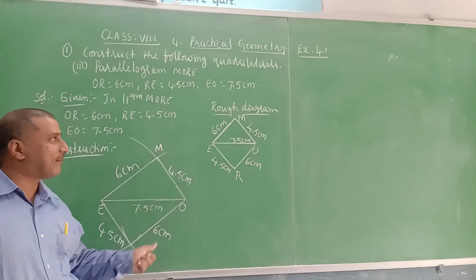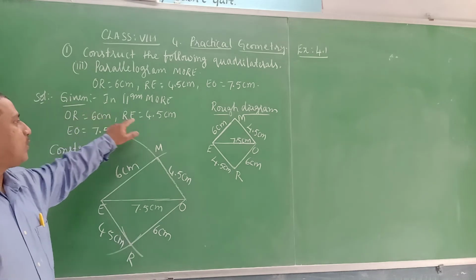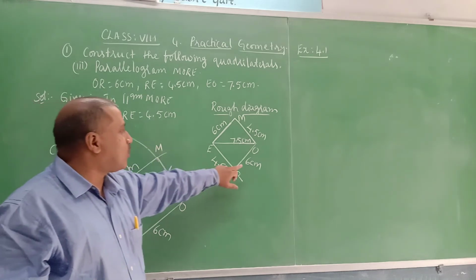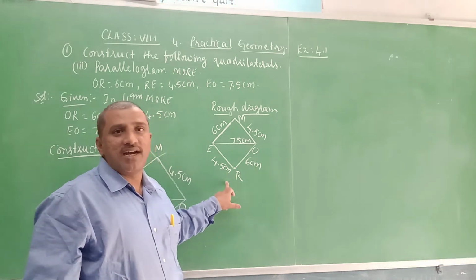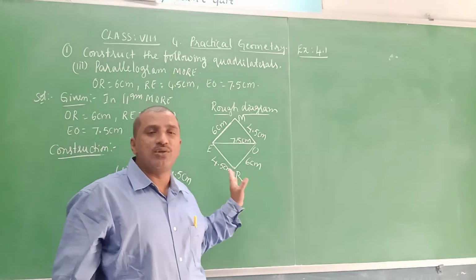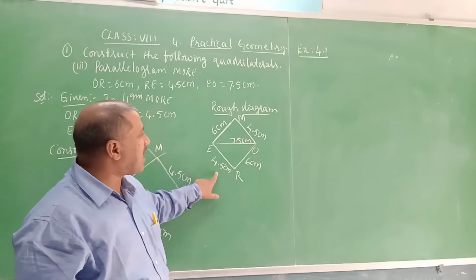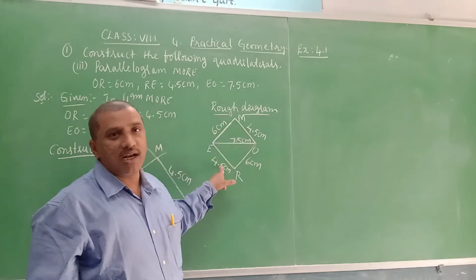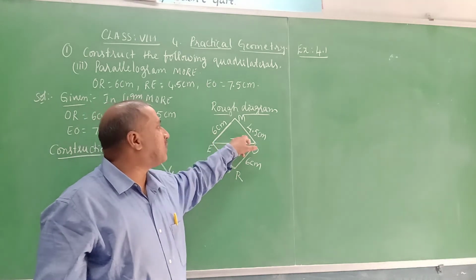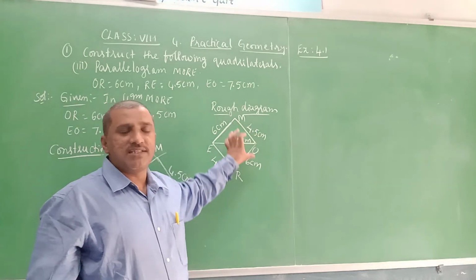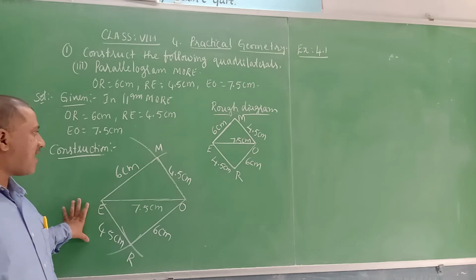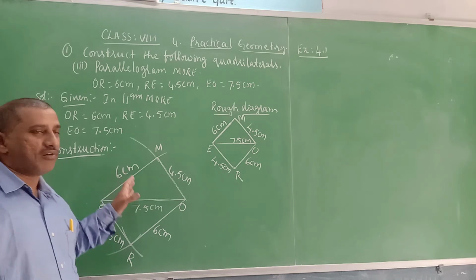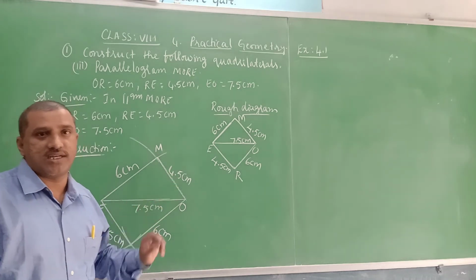Here, what you have to remember? Only two sides are given, that is, two adjacent sides OR and ER. With this knowledge alone, you cannot construct. But here we are using the properties of a parallelogram: opposite sides are equal. Thereby, we come to know the remaining two sides. It means 4 sides and 1 diagonal we know, and we will construct this parallelogram in this way. Now we will write the steps of construction.